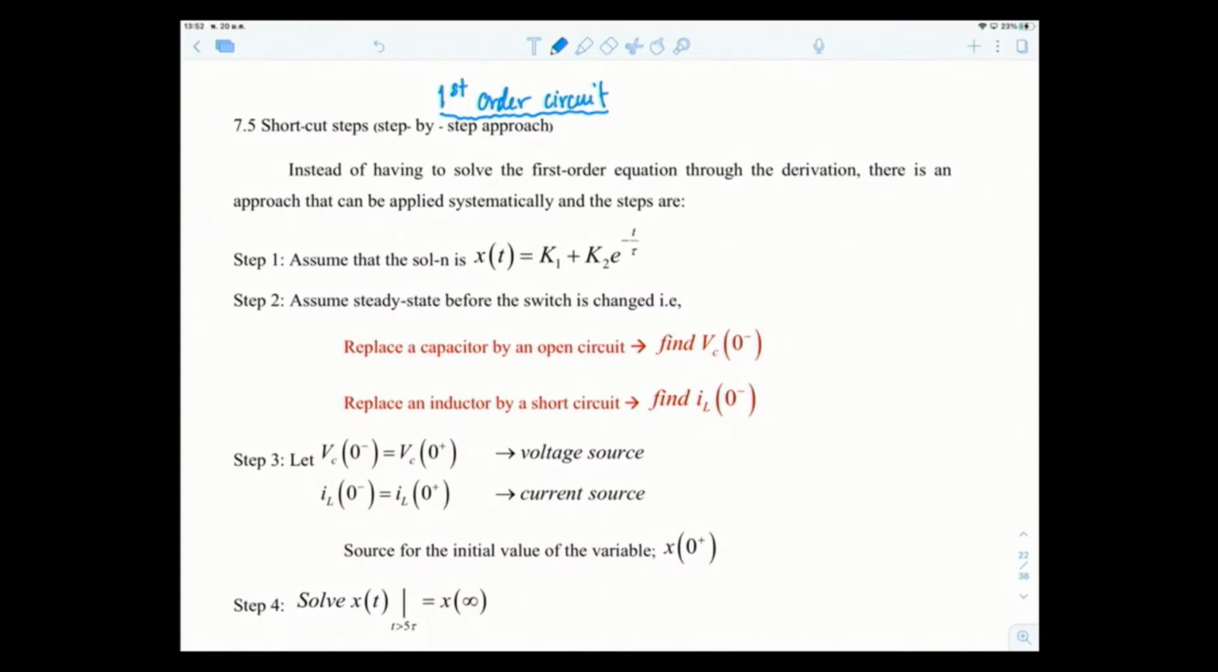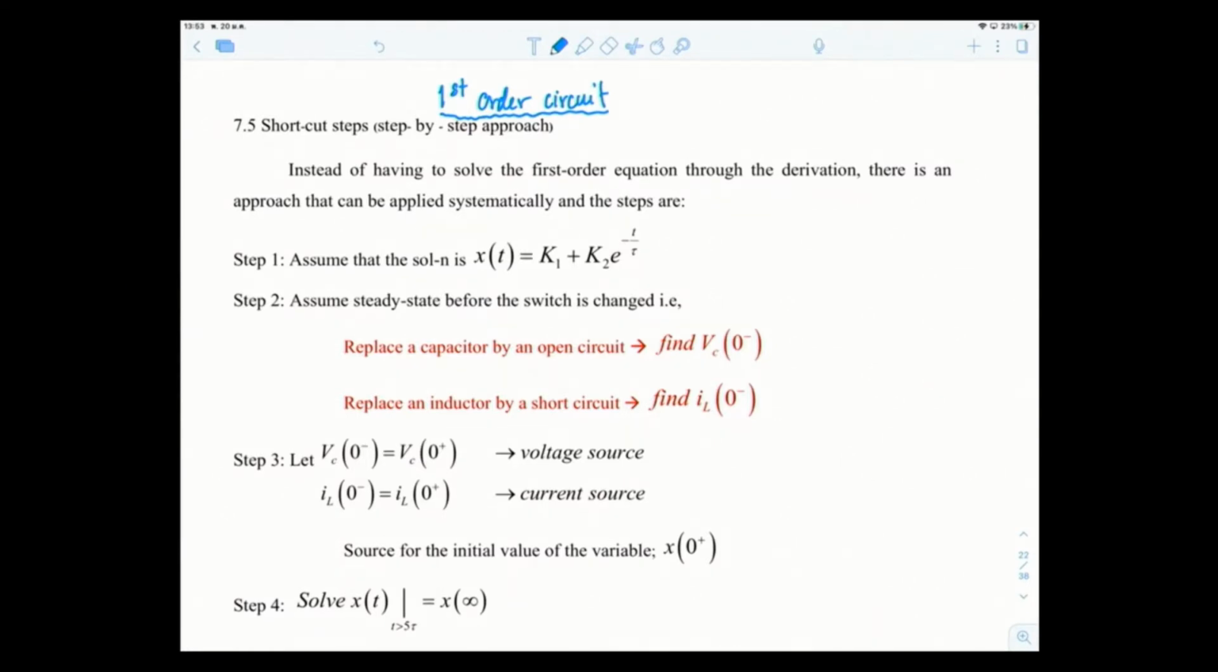Hi, good afternoon, everybody. Today, in this session, I will be teaching you how to analyze a first order circuit. It has steps for you to follow, and it's called the shortcut or step-by-step approach. I found it easier than deriving it, as we have seen in the last sessions.